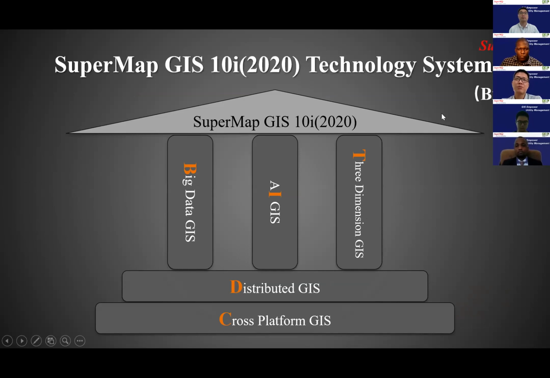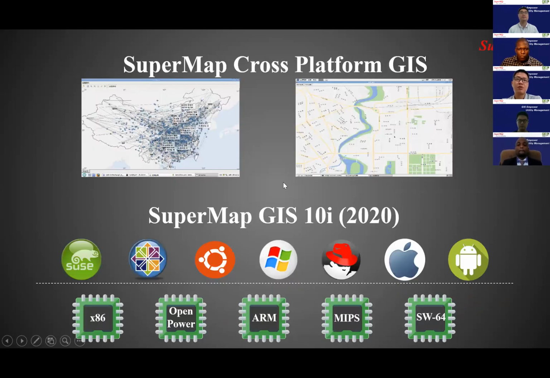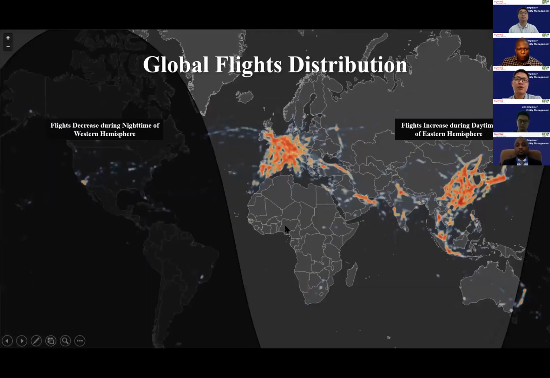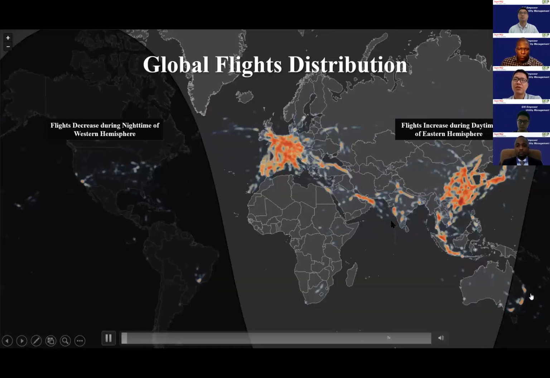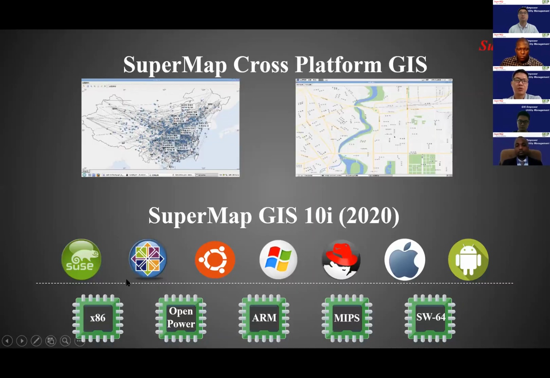So by cross-platform, we mean that SuperMap products, our software, could work well on multiple platforms, for example, Windows, Linux, Red Hat, and also mobile platforms like Mac and Android. And also we could work well on different CPUs like x86, open power, ARM, etc.